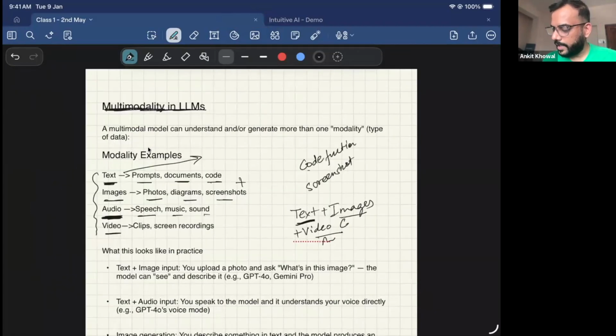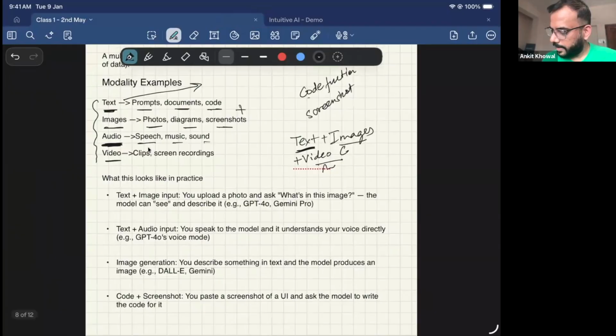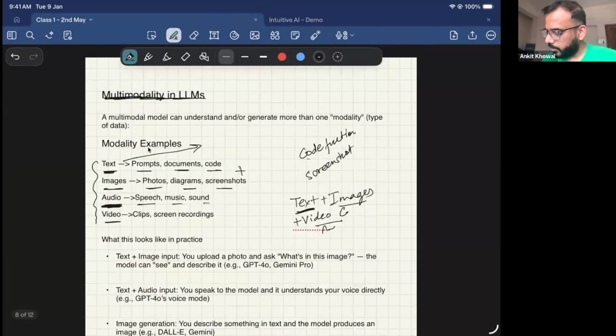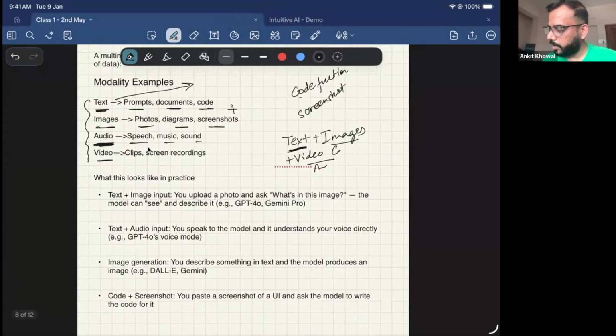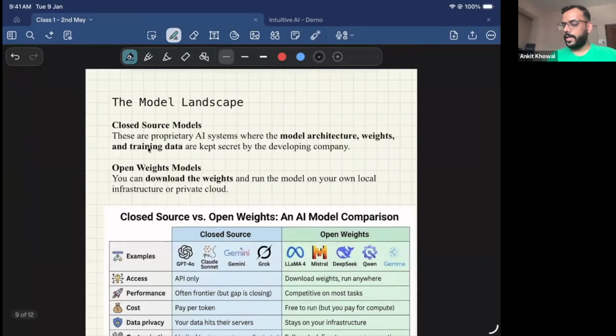What is multimodality? I covered this part, I think: text plus image, text plus audio, image generation is a different model. Code plus screenshot is a different model. Okay. Now I also want to cover the classification of models from a different perspective.